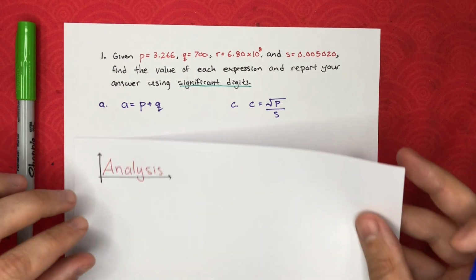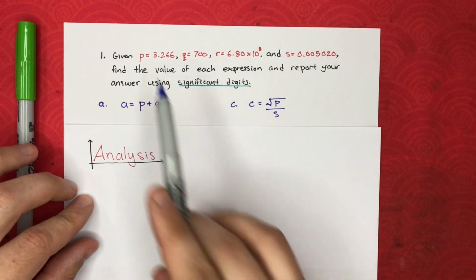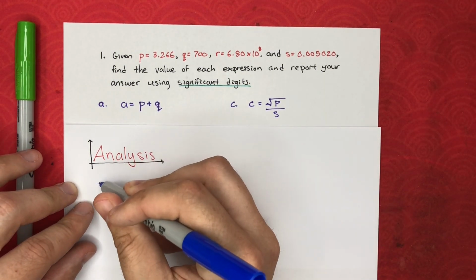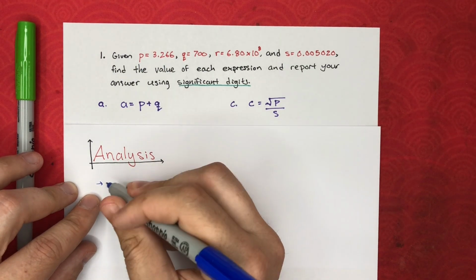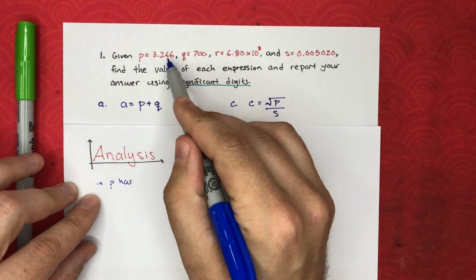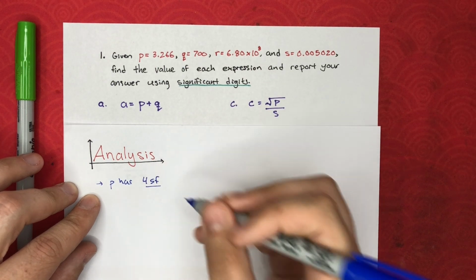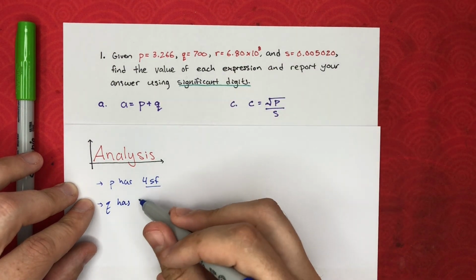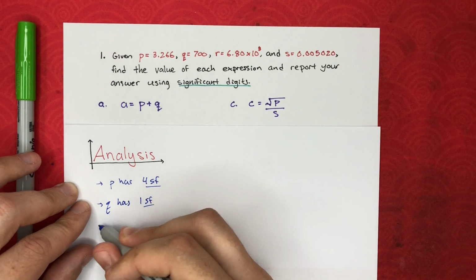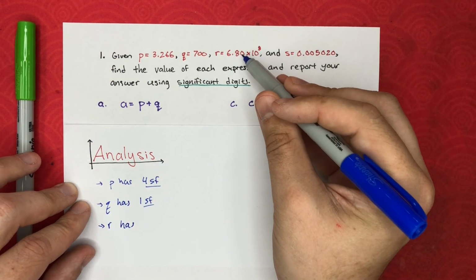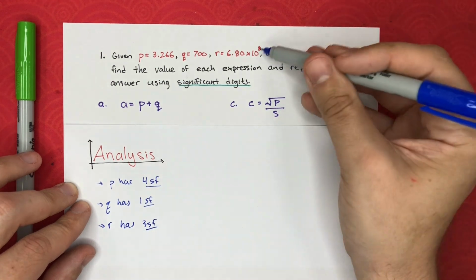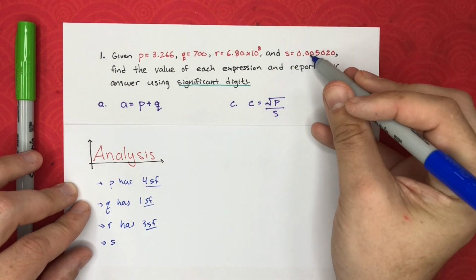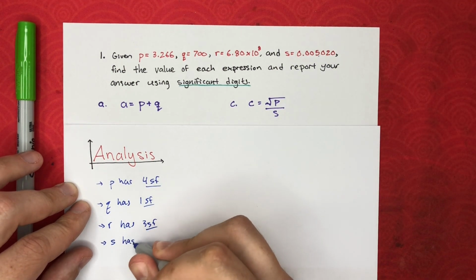Before we begin, we should do a little bit of an analysis on this question here. So we're given 4 pieces of information up top. Our analysis is going to look something like this. We take a look at P. We can say that P has 1, 2, 3, 4 significant figures. We can see that Q has 1 significant figure, just that 7. We can see that R has 1, 2, 3 significant figures. Remember, we ignore everything in the times 10 to the power of 8 here. And we also have S having 1, 2, 3, 4 significant figures.